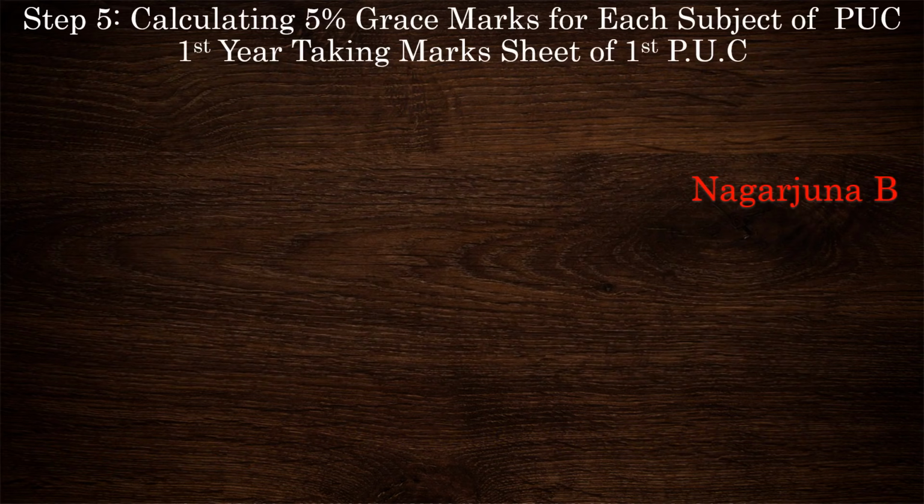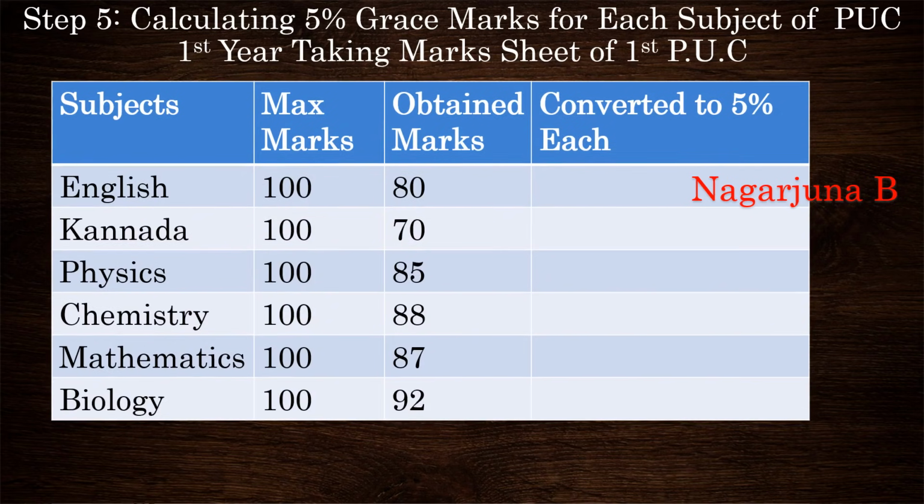Step 5. Calculating 5% grace marks for each subject of PUC first year, taking the mark sheet of first PUC. Draw a table consisting of subject, maximum marks and obtained marks of PUC first year, and for each subject you need to convert that to 5%. That means you need to take the obtained marks to 5%, and that can be calculated, for example, taking the English subject and writing as, open the bracket, 80 divided by 100, close the bracket, into 5 is equal to 4. That means for English the grace marks is 4, which is the 5% of 80.